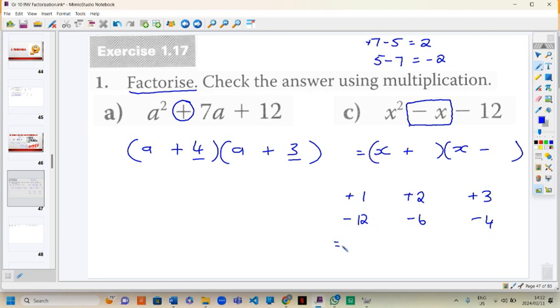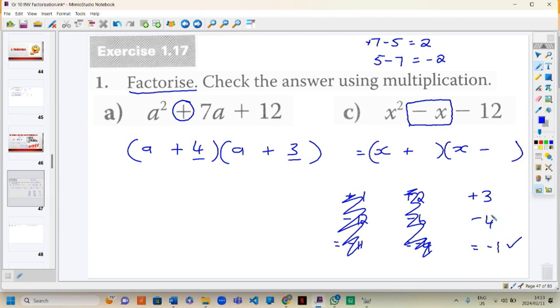Okay, so let's see. What is positive 1 minus 12? Negative 11. Negative 11 is not what I'm looking for, so I can cross that out. What is 2 minus 6? It's negative 4. I'm looking for a negative 1, so that is not my answer. And positive 3 minus 4 is going to give me negative 1. That is what I'm looking for. Awesome stuff. Now let's check.